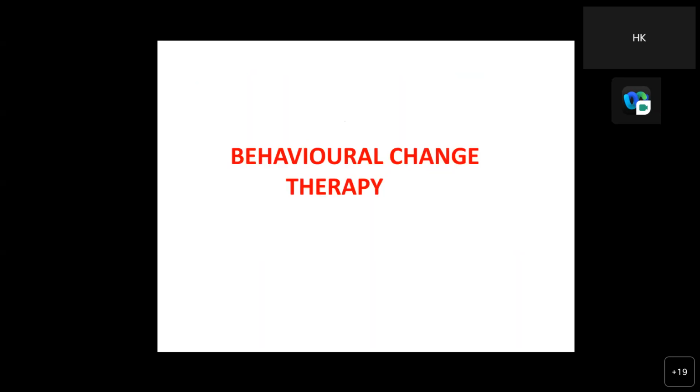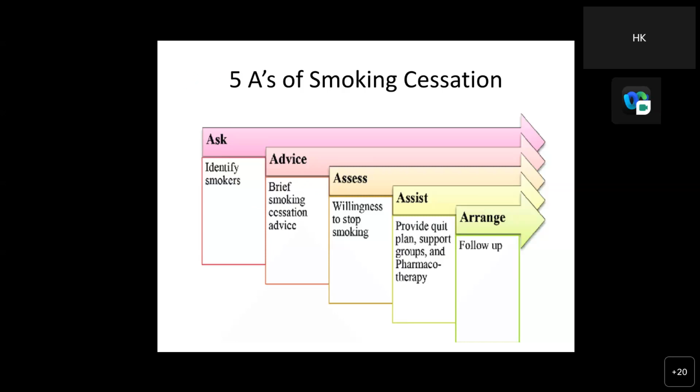Then first we go to behavioral change therapy. Smoking cessation includes 5 steps. First one is ask, to identify who are the smokers. Second one is advise the smokers about smoking cessation, and assess the patients who are willing to stop smoking. After they give willingness, assist them by providing a proper quit plan, add in support groups, and also add pharmacotherapy, and finally arrange for follow-up.